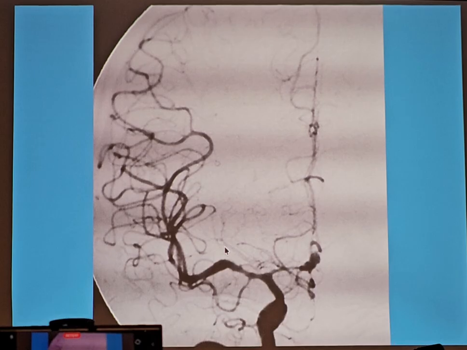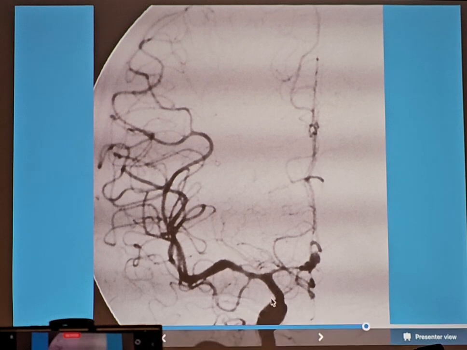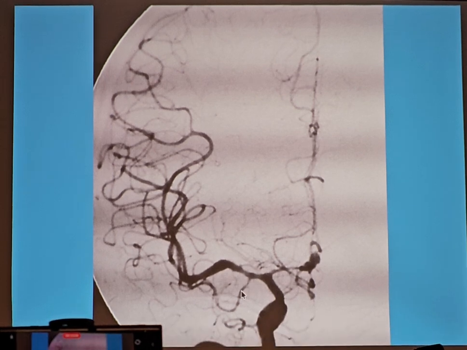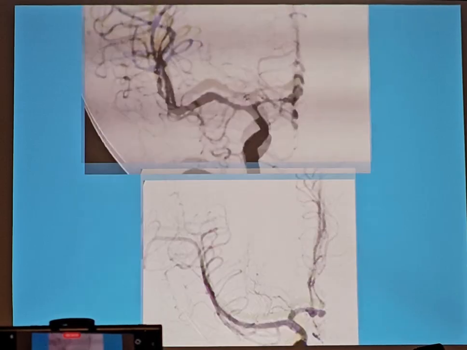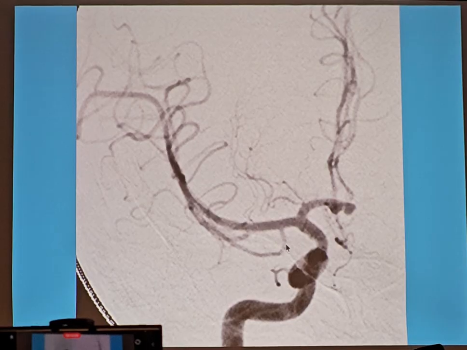This, of course, is not an example of an accessory middle cerebral artery. So we can have very proximal temporal branches. The difference here is this branch is coming off the MCA, not off the carotid. So this is a proximal temporal branch. Same as this one, proximal temporal branch.